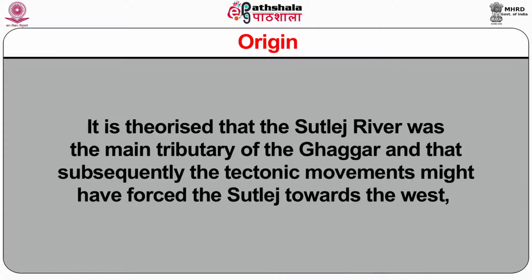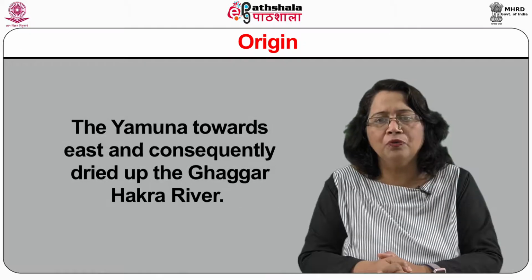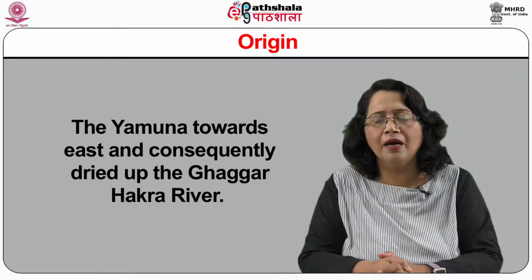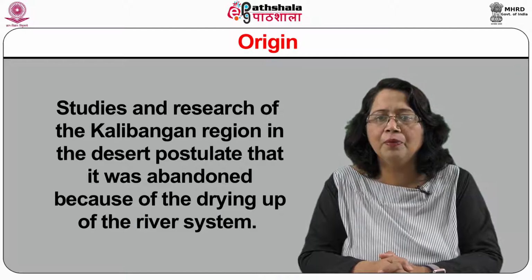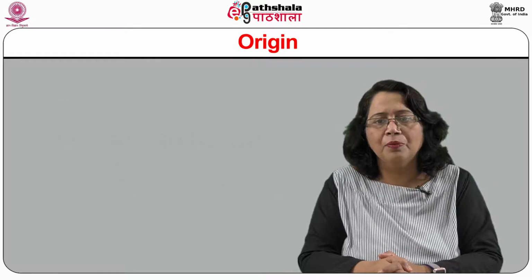It is theorized that the Satluj River was the main tributary of the Ghaggar and that subsequently tectonic movements might have forced the Satluj toward the west, the Yamuna toward the east, and consequently dried up the Ghaggar-Hakra river. Studies of the Kalibangan region in the desert postulate that it was abandoned because of the drying up of the river system.